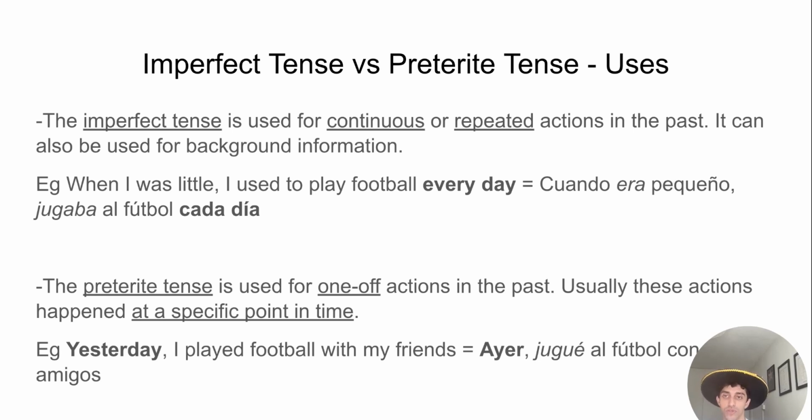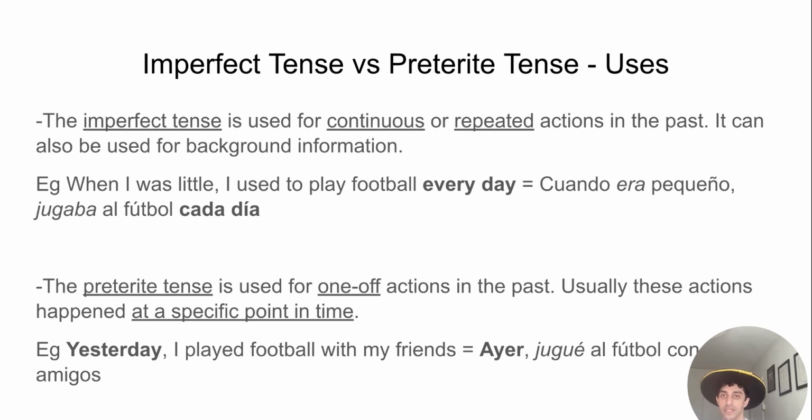It can also be used for background information, as long as it's something that was constantly the same or constantly the case for some time. But really, the difference between the imperfect and the preterite tense comes down to this idea of regularity. So it's not about how far back in the past the action occurred. Both tenses could be used to describe something that happened really recently, for example. The key difference is the idea of regularity.